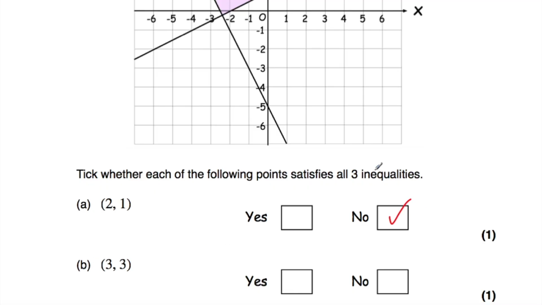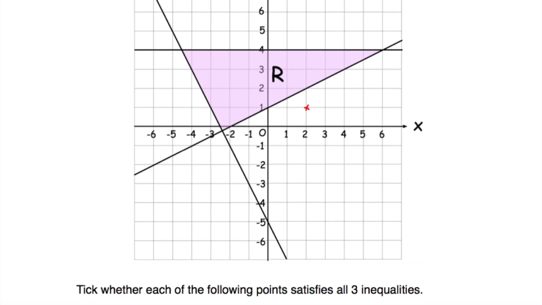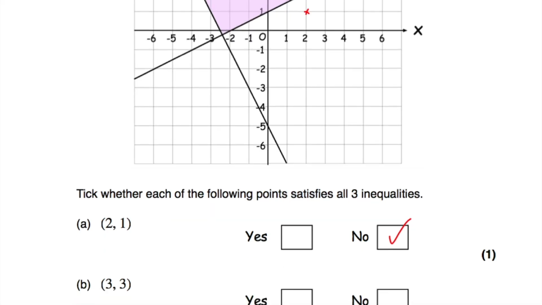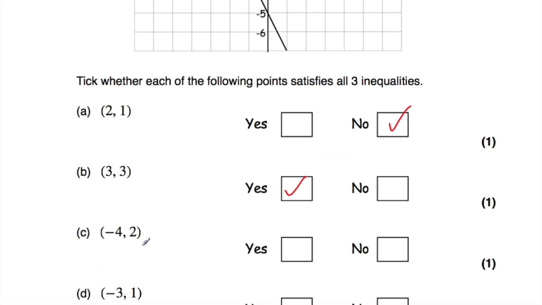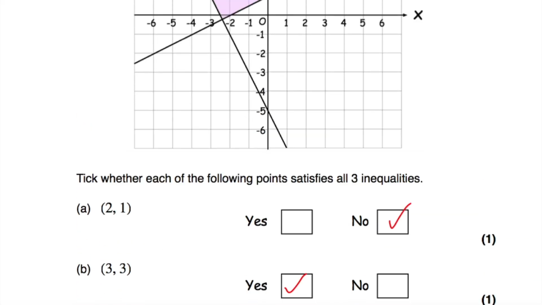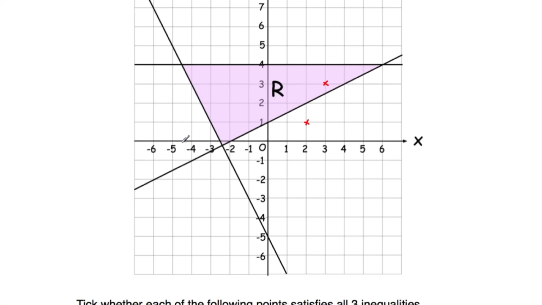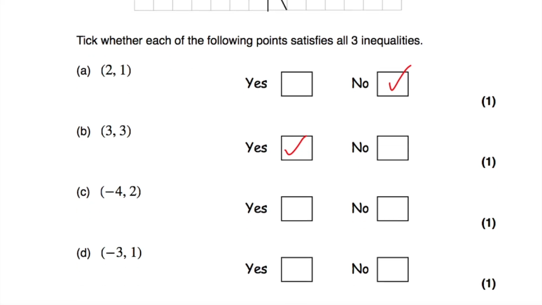Okay, B, the point 3, 3. So if we go up here, 3, 3, let's plot it. 3 across, 3 up will be there. It's in the region that satisfies all three inequalities, so yes, it does. So let's tick that one. Negative 4, 2. So negative 4 will be there, 2 up will be there. No, it's not in the region, so no.